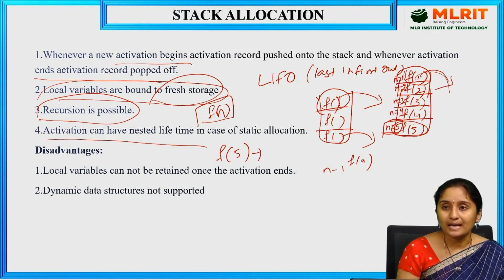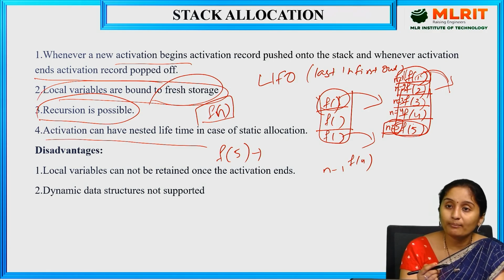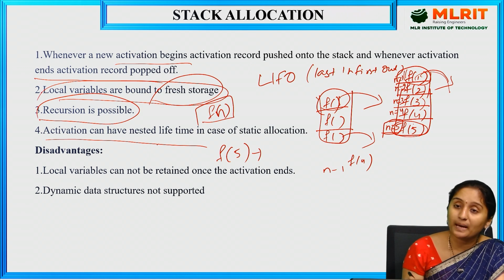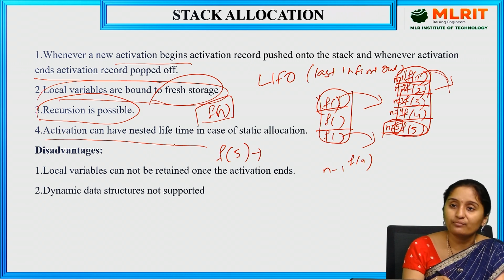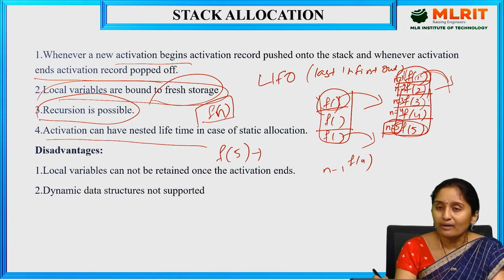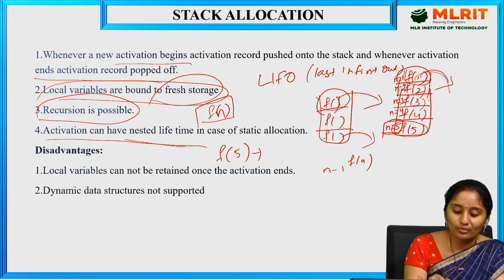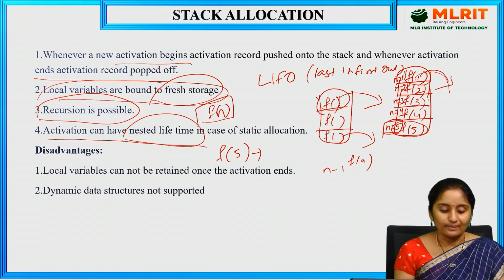the activation record is permanent. Coming to the nested lifetime here, fact of 5 is a combination of fact of 1, fact of 2, fact of 3, fact of 4 and fact of 5. It is a nested lifetime. When the program execution completes, when these activation records complete, they will be popped off. It is nested, depending on one another. That is why we call it a nested lifetime.